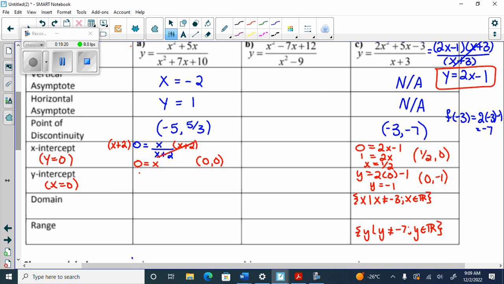Y-intercept ends up being the same thing. Y equals 0 over 0 plus 2, which is 0.